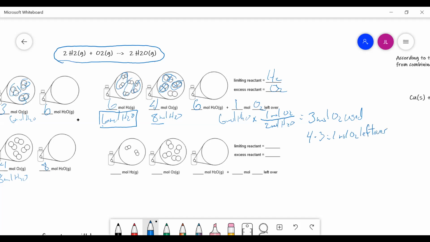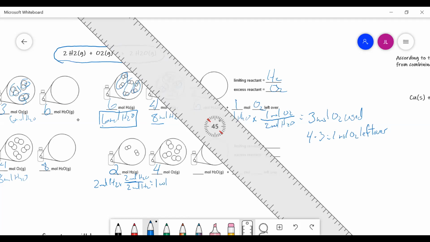If we're looking at this next one down here, we have 2 moles of hydrogen, 1, 2, 3, 4 moles of oxygen. In this case, the 2 moles of hydrogen, so 2 moles of H2, let's do a molar ratio. I'm just going to do the real math here. Every time I use 2 moles of H2, that gives me 2 moles of H2O.